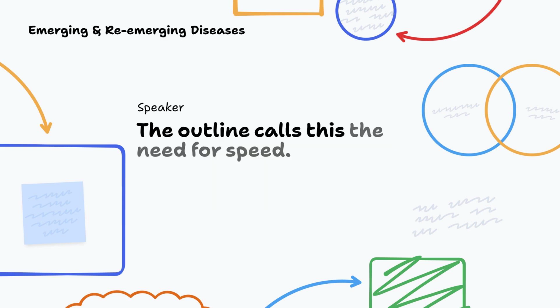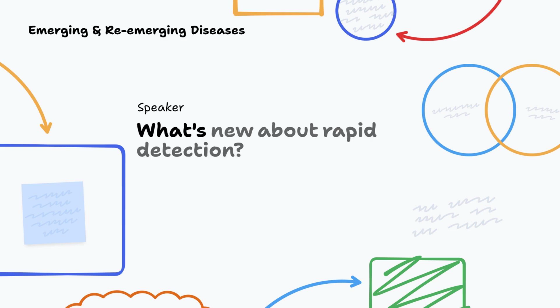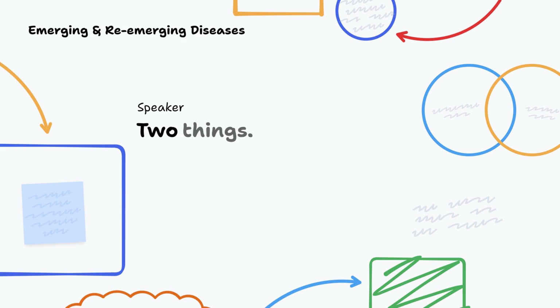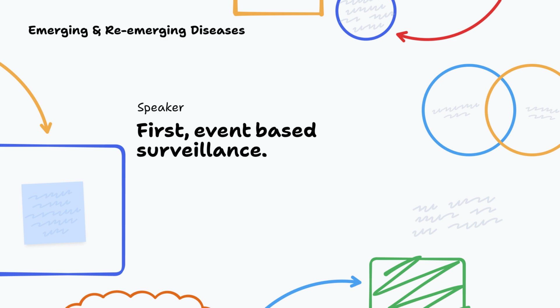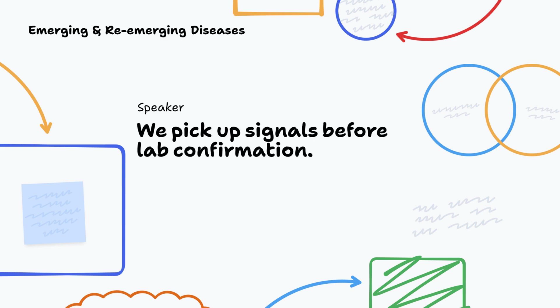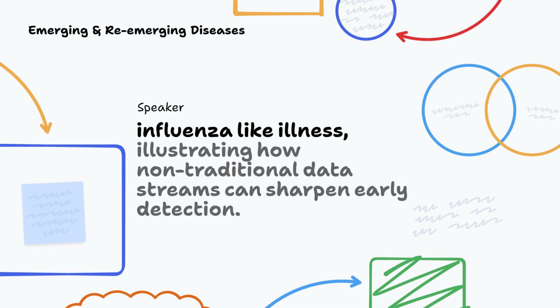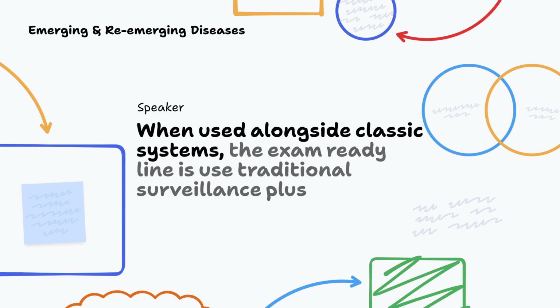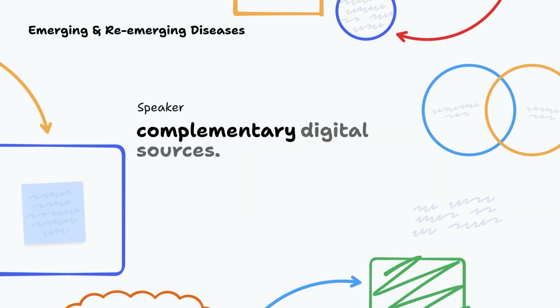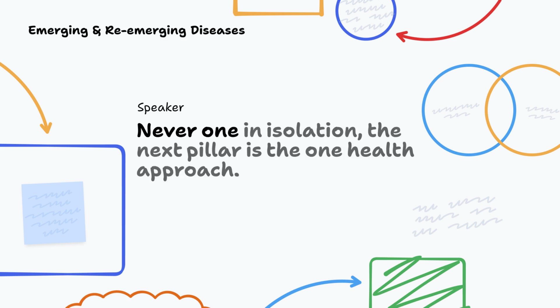The outline calls this the need for speed. What's new about rapid detection? Two things. First, event-based surveillance, we pick up signals before lab confirmation. Second, digital exhaust. Researchers have shown that aggregated online search queries can correlate with influenza-like illness, illustrating how non-traditional data streams can sharpen early detection when used alongside classic systems. The exam-ready line is, use traditional surveillance plus complementary digital sources, never one in isolation.